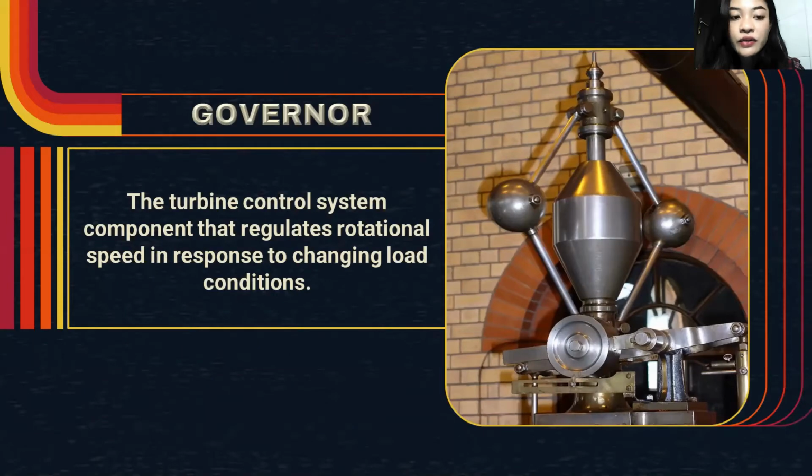Next is the governor. The governor is a component of the turbine control system that regulates rotational speed in response to changing load conditions. The governor output is a signal that manipulates the position of a steam inlet valve or nozzles, which in turn regulates the steam flow to the turbine. The function reads parameters that are used to determine the opening of the control valve, which aims to regulate and maintain the turbine rotation speed.